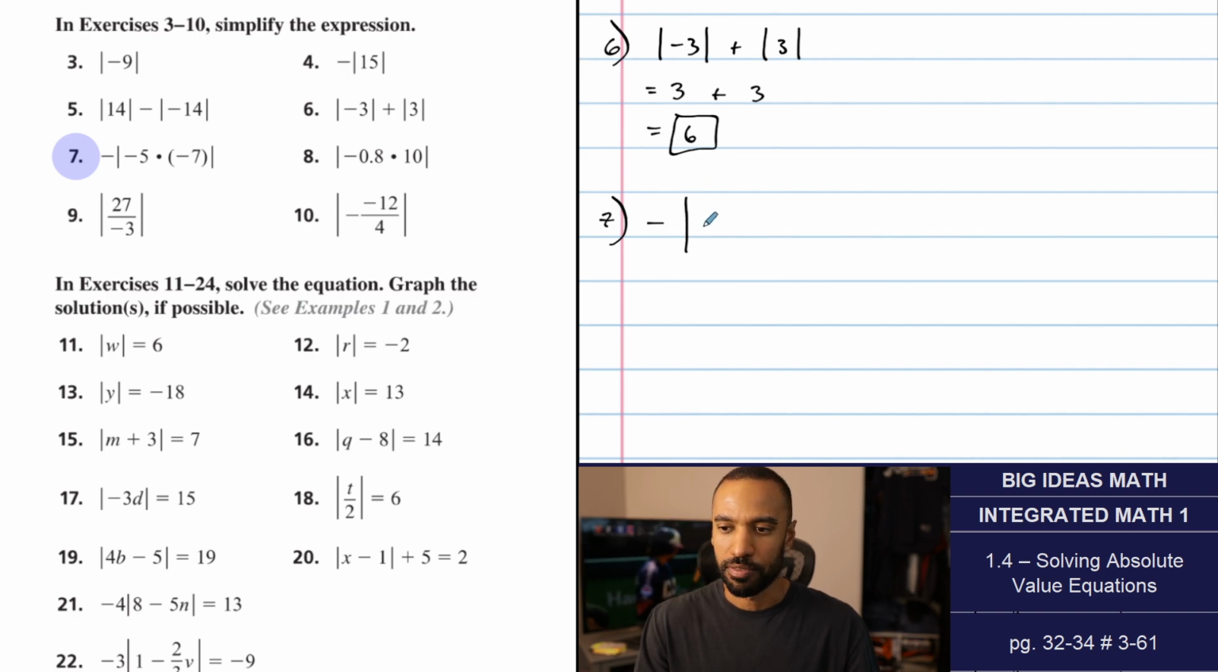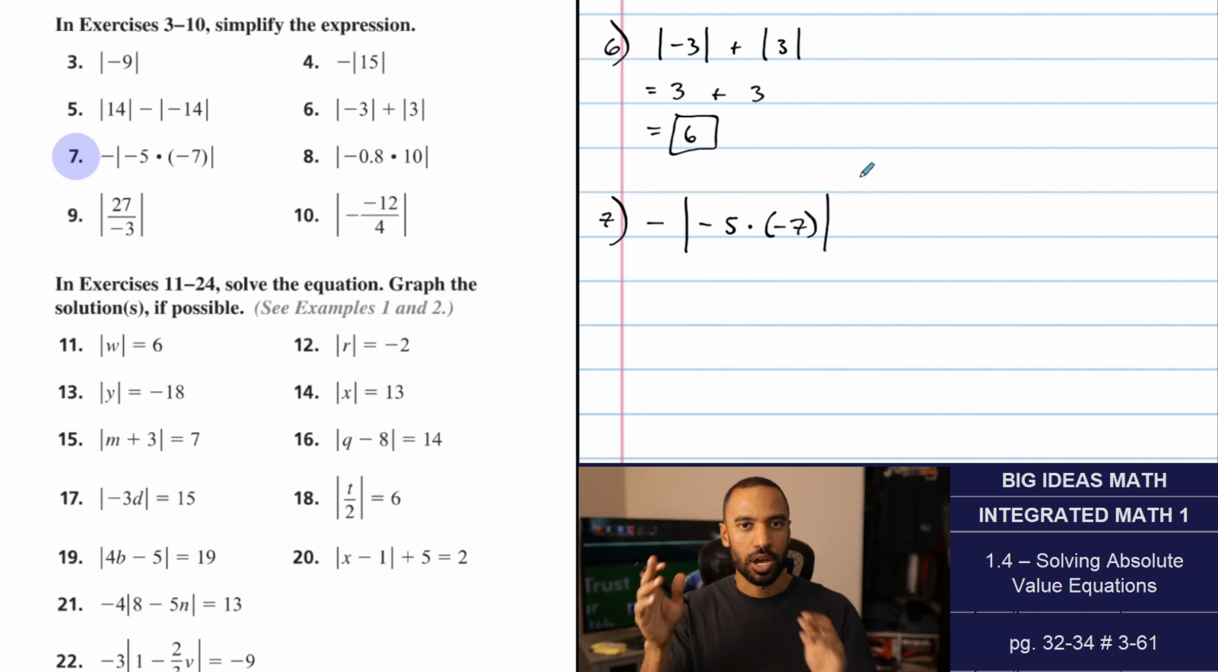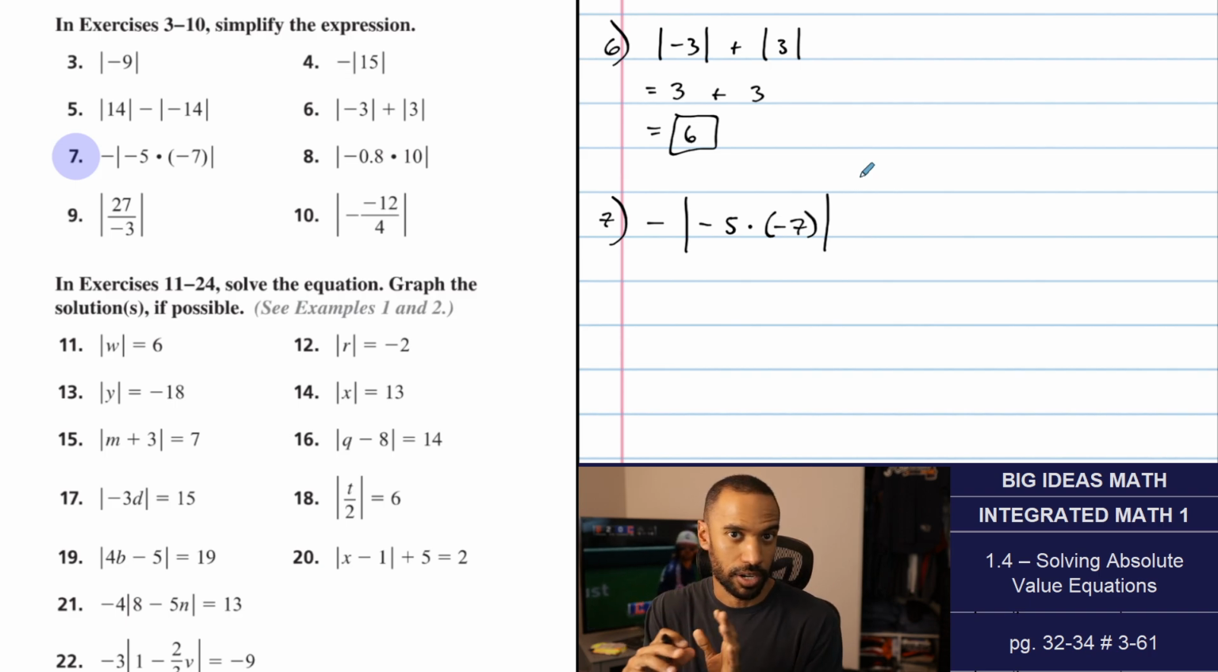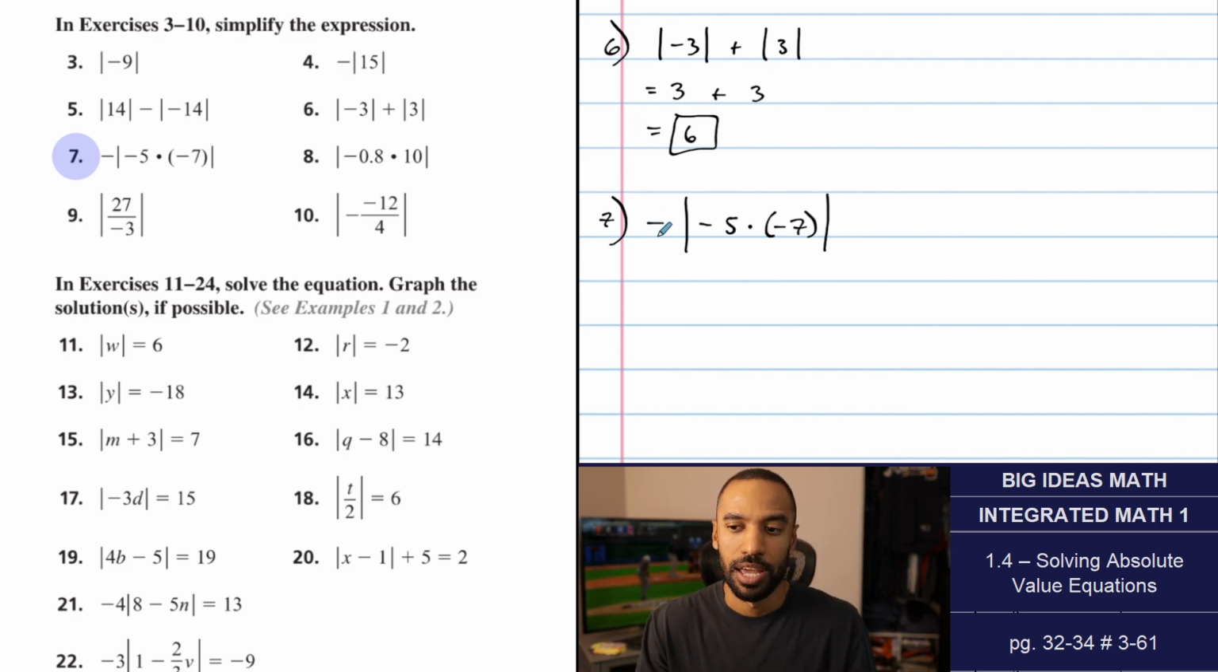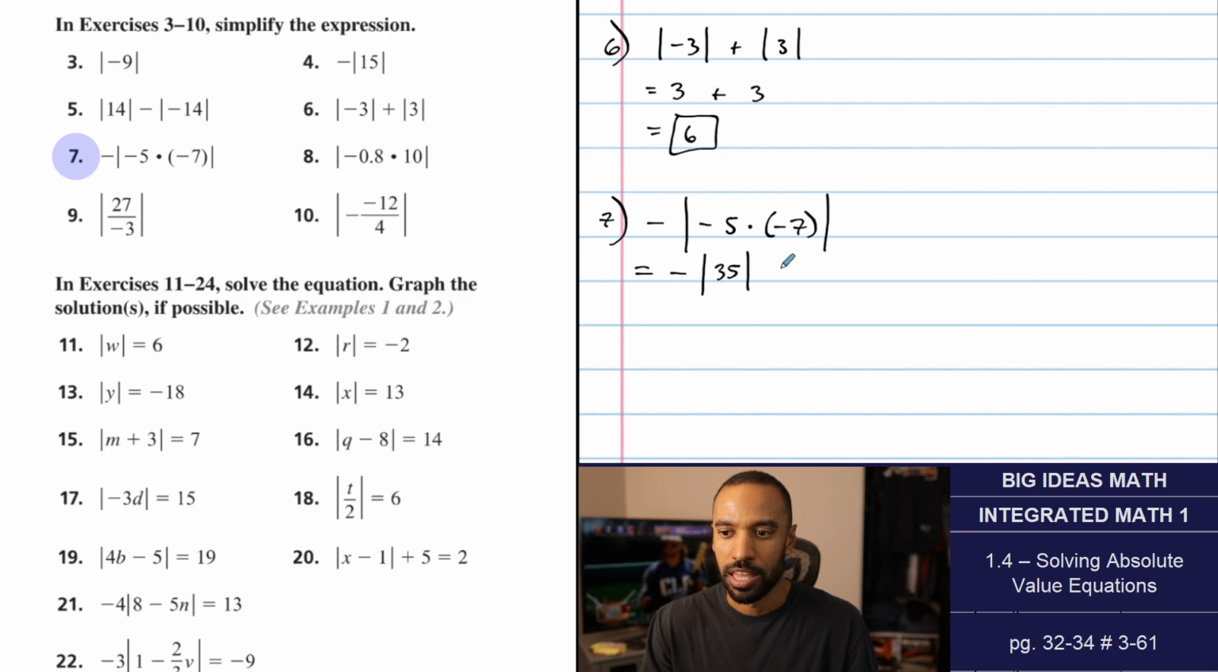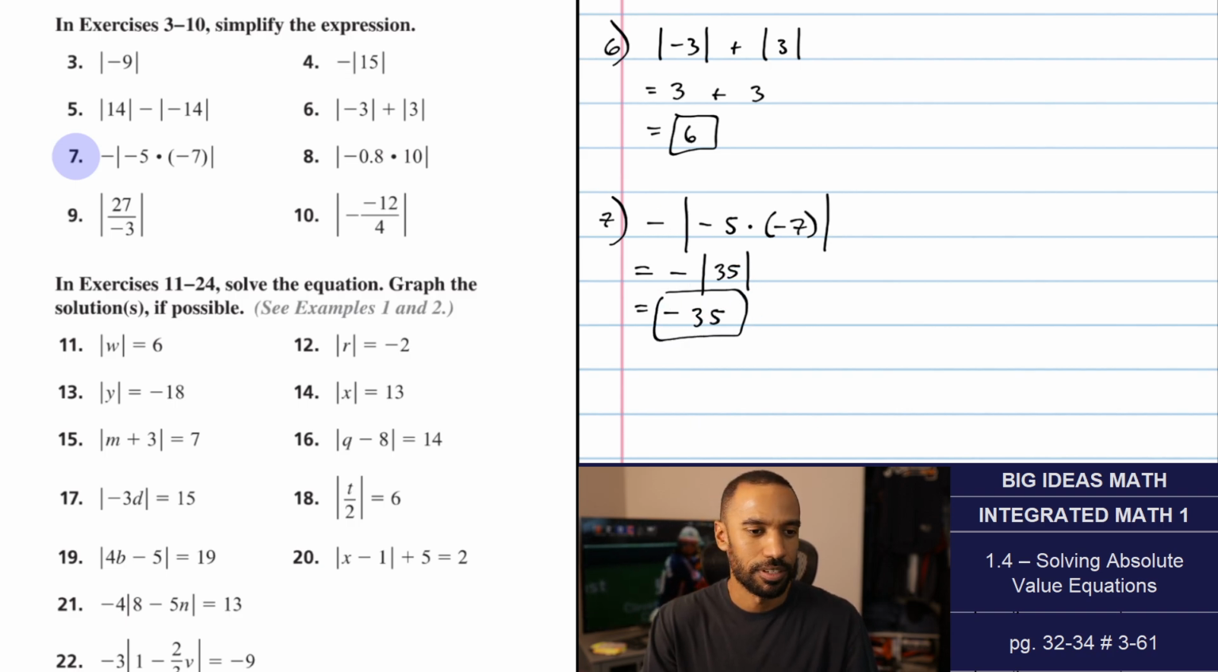Opposite of the absolute value of negative 5 times negative 7. What's interesting about this is no matter what goes on inside, I can already foretell that unless the answer is 0, the final result will be negative. Whatever I take the absolute value of is going to turn positive, and then we flip its sign, it'll turn negative. Don't lose what's on the outside. Negative 5 times negative 7 is positive 35. The absolute value of positive 35 is positive 35. We take the opposite of 35, and we get negative 35.